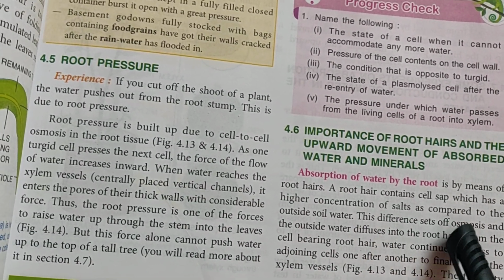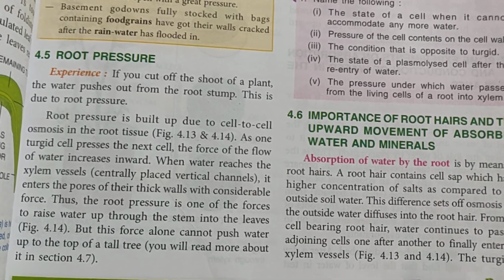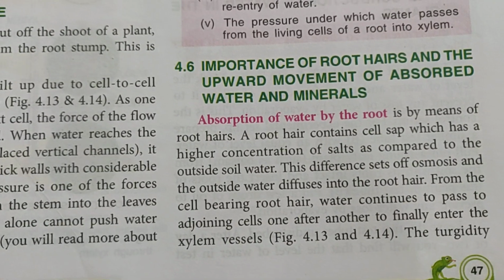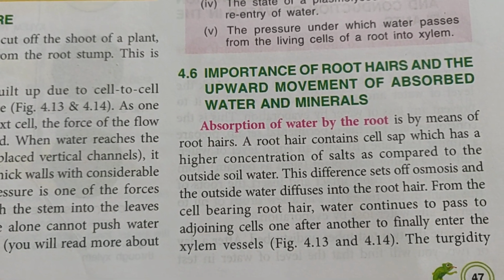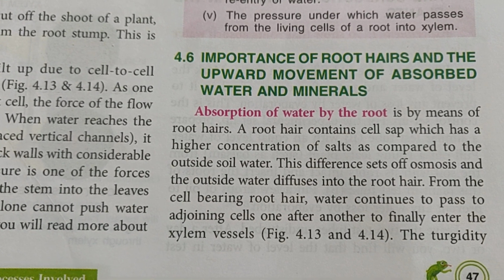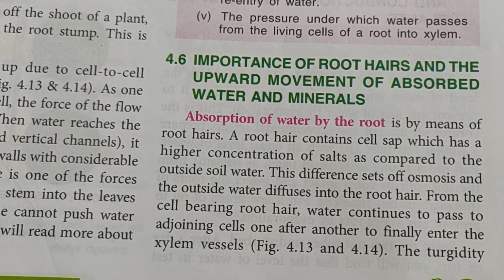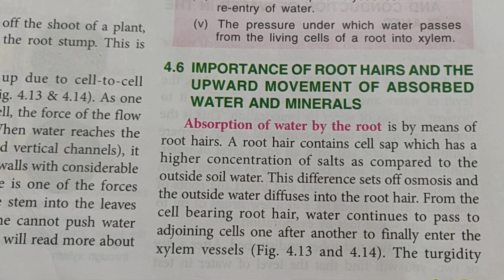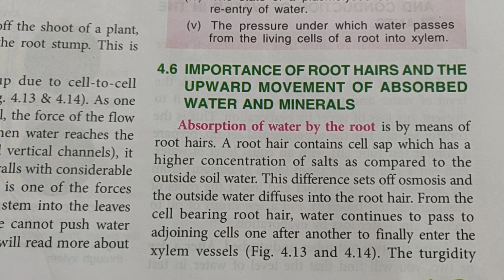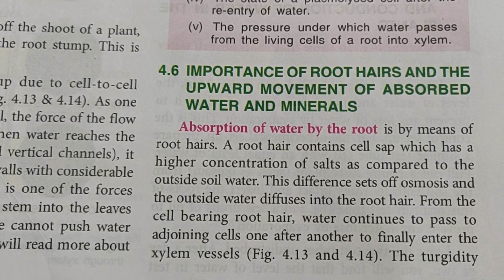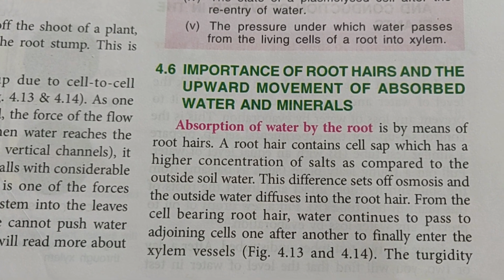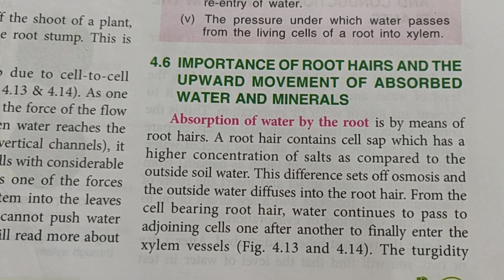The root hair contains cell sap. We all know that. Now we have also learned that root hair is nothing but an extension of the terminal cells of the root. The cell sap that is present in the root hair has a higher concentration of salt, that is, it is concentrated as compared to the outside soil water. Due to this difference of concentrations, there will be osmosis, and the outside water will diffuse in.